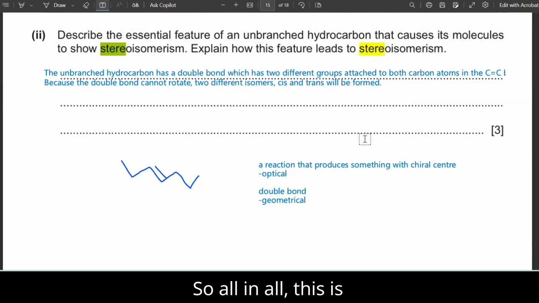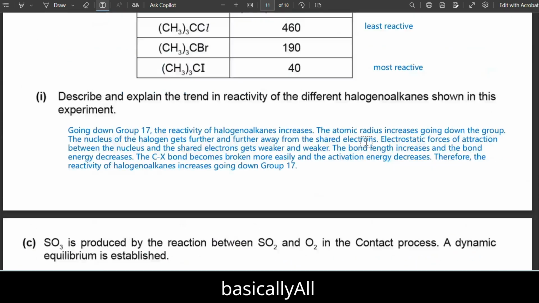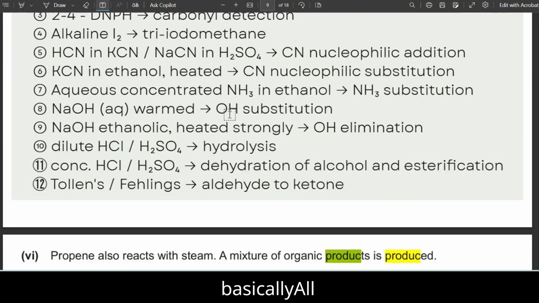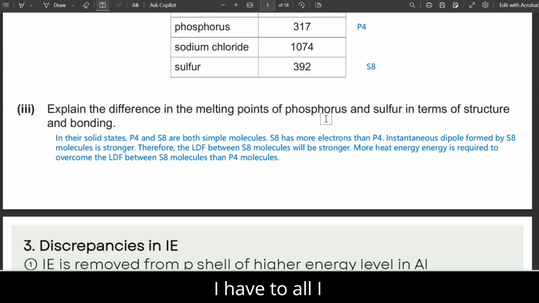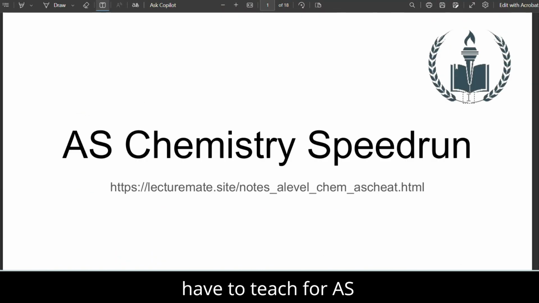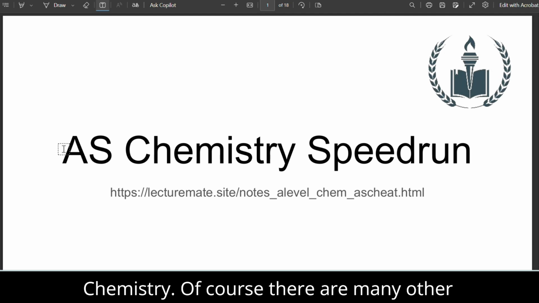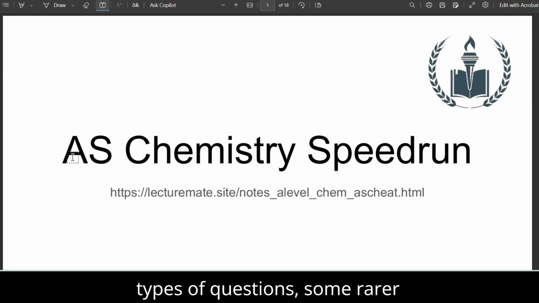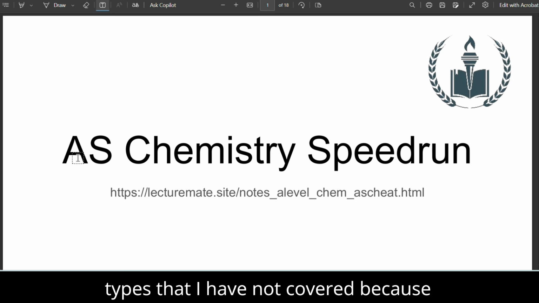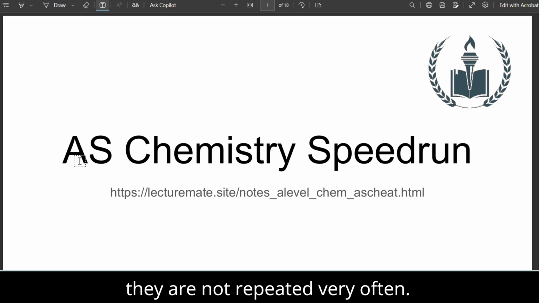So all in all, this is basically all I have to teach for AS chemistry. Of course, there are many other types of questions, some rarer types that I have not covered because they are not repeated very often.